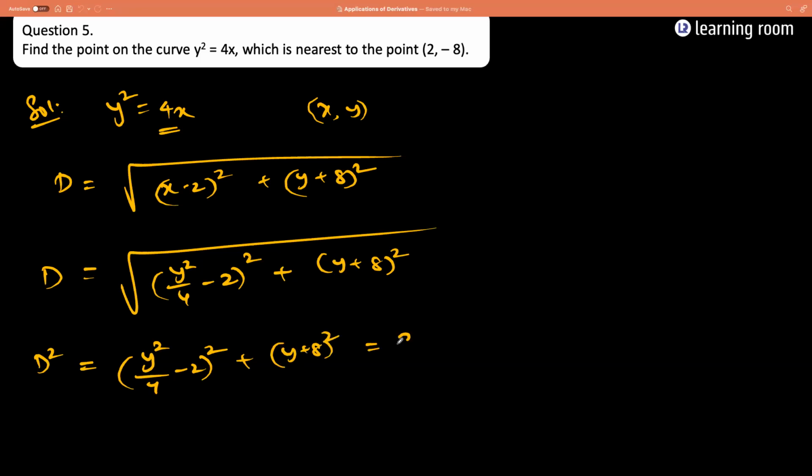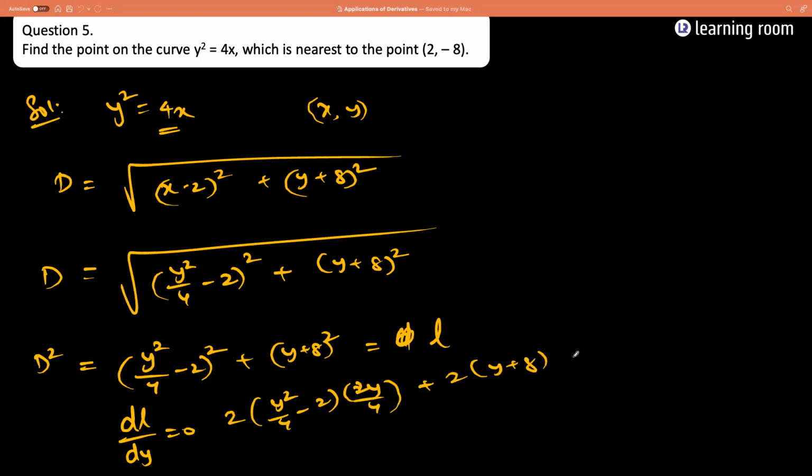So let me call this as small d. Okay, use some other variable. I call it as L. So dL by dy equated to 0 and find the value of y. So 2 into y square by 4 minus 2 into 2y by 4 plus 2 into y plus 8 should be 0. So 2 and 2 are lost.